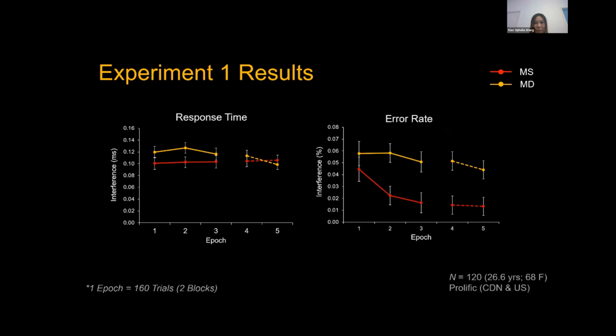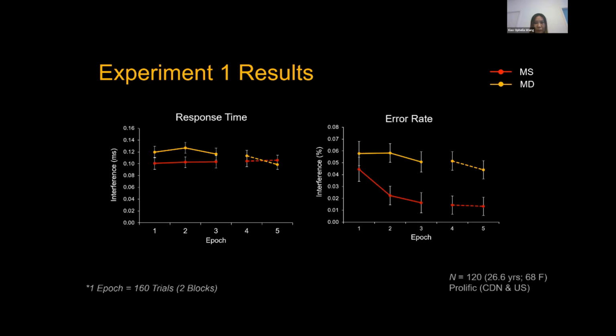The results show that in terms of the response time, we could see a trend that the most similar group experienced less interference compared to the most dissimilar group. This effect wasn't significant, and we do see some interaction effect happening in the testing phase. And for the error rate, the most similar group experienced less interference compared to the dissimilar group.